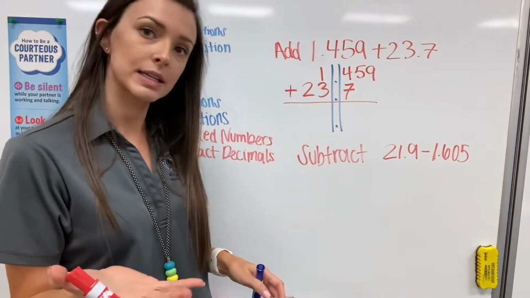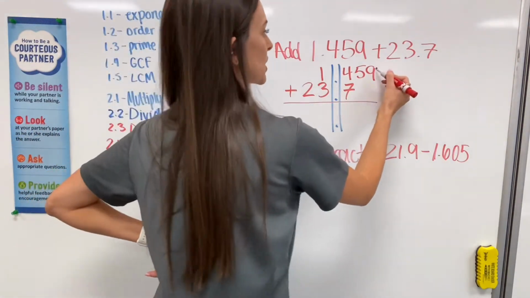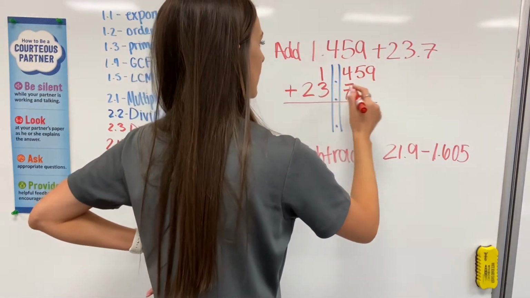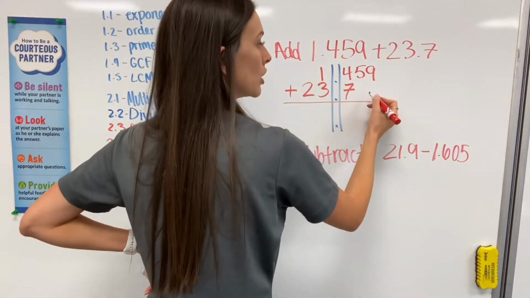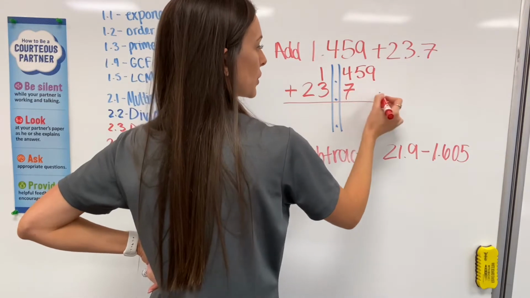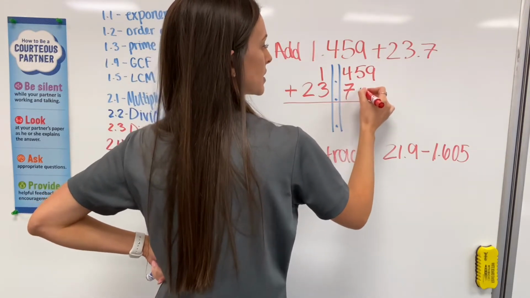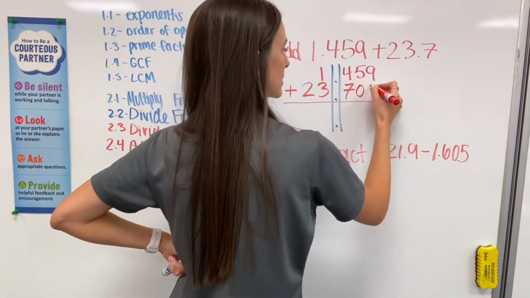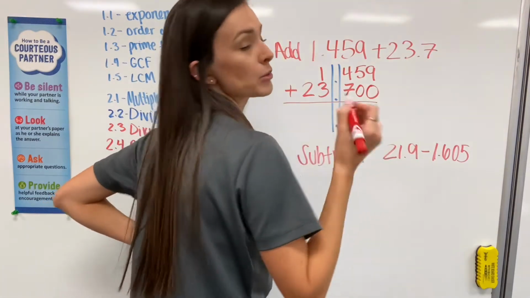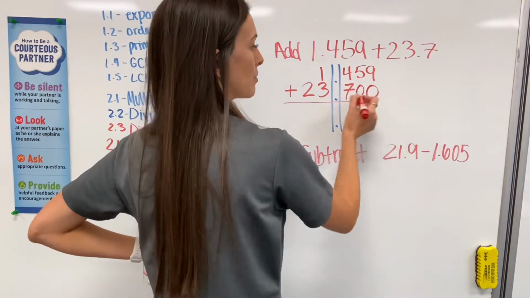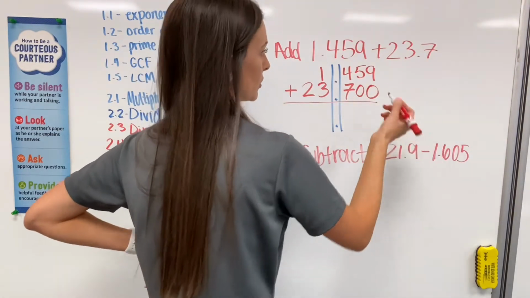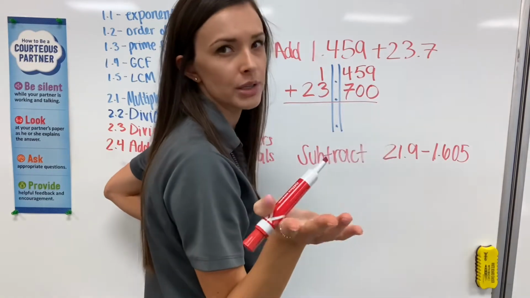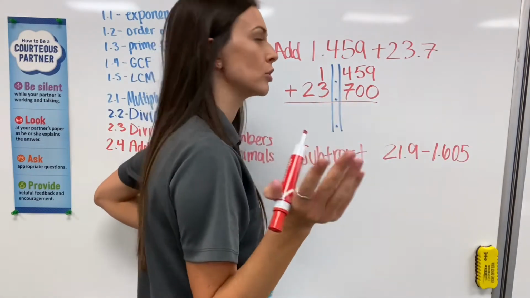So let's get started. I'm looking first in my thousandths place, and I see I have 9 thousandths plus nothing here. So when there's nothing here, 7 tenths is the same thing as 70 hundredths, which is the same thing as 700 thousandths. So I can just place my zeros to take care of that place value. I'm not adding zeros, I'm placing zeros there. There were already zeros there, they just weren't visible.